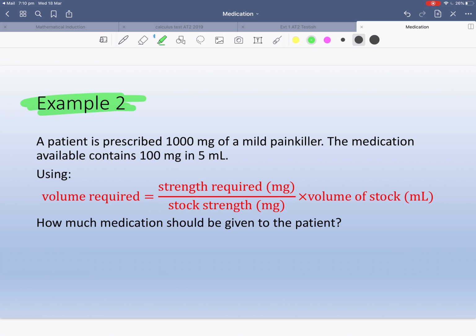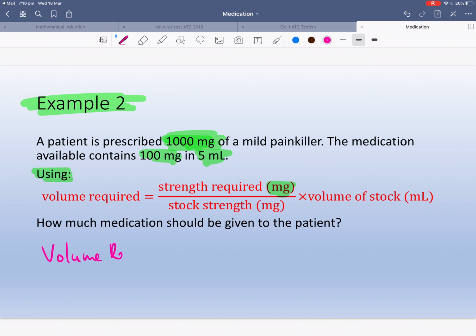A patient is prescribed 1,000 milligrams of mild painkiller. The medication available contains 100 milligrams in 5 milliliters. Now, we're going to use this formula because that's what it says here. And here we go, the strength required is in milligrams. So what's it prescribed? How much is it prescribed? Well, it's 1,000 milligrams. So we're going to write that down. So I'm going to write the formula.